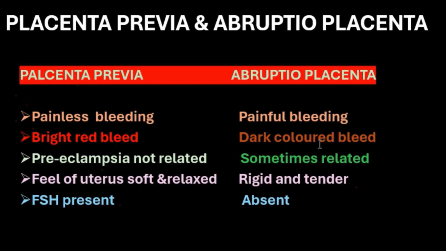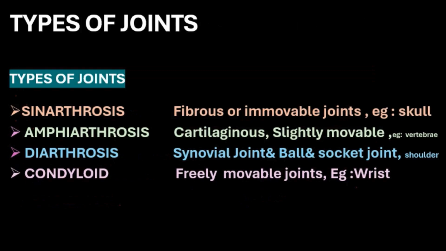Here you can observe the color coding I also added for better memory. So multiple memory tricks I added. You have to observe and learn. The color coding technique will be coming in the next session. I will discuss it in detail. Next topic is types of joints.